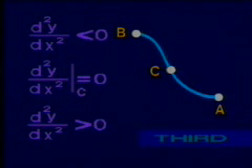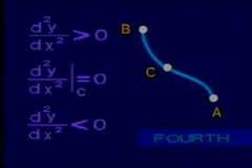In the third case, we find that the curve is concave upward between A and C and concave downward between C and B. Between A and C, the second derivative is positive. Between C and B, it is negative, and it vanishes at C. We just reverse the signs and get the fourth case now. So here d2y by dx square is negative between A and C, d2y by dx square is positive between C and B, and it vanishes at C.